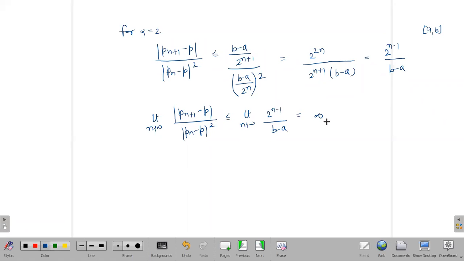So this is not a decreasing sequence. So we can say that Pn, which is generated from the bisection method, is convergent with order 1 only, meaning that it is linearly convergent.